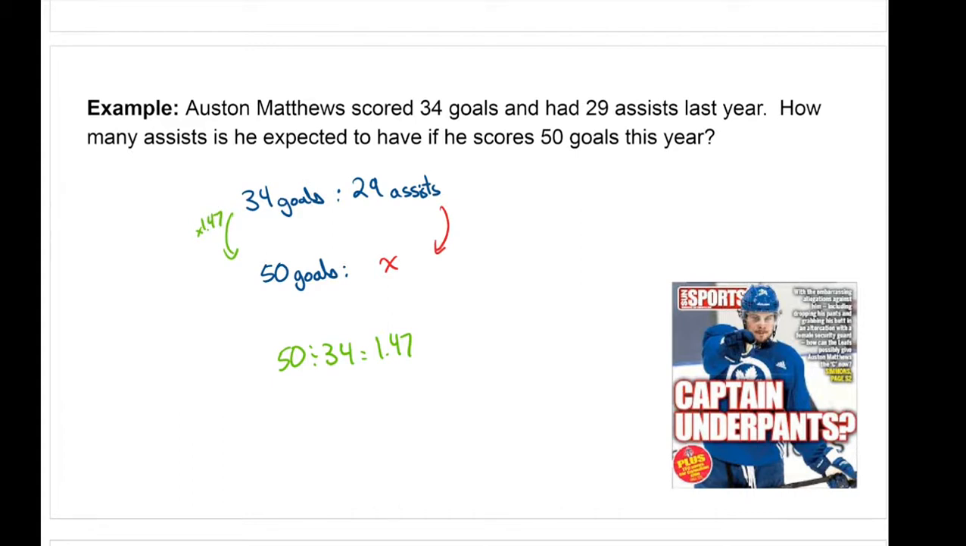So that means for the assists, I multiply by 1.47 as well, and that gets me to my expected number of assists, which in this case is 29 times 1.47, which equals, rounded, 43. So therefore 43 assists are expected.